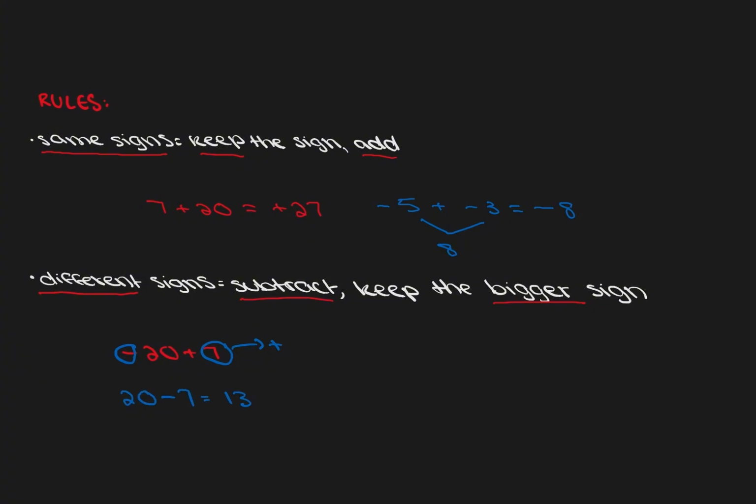And since they have different signs, we need to keep the bigger sign. Well, in this occasion, you're going to ask yourself, which number is bigger? In this case, the number 20 is in fact bigger, and it has a negative sign. So that means the answer to this problem is going to be -13.